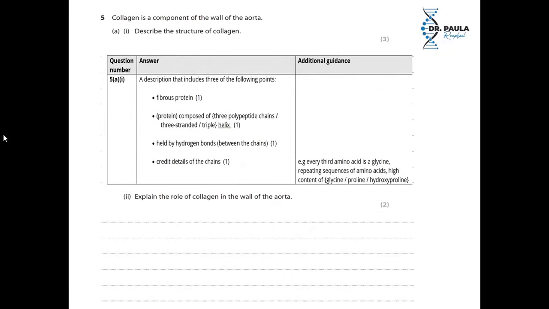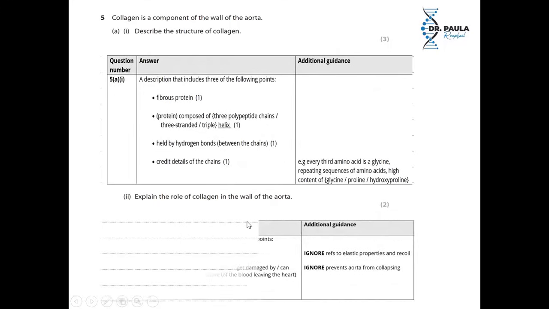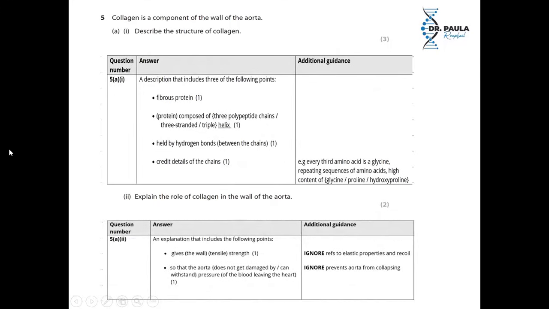Then part two: explain the role of collagen in the wall of the aorta. Here, they are specific about the function. Take care. They need the wall of the aorta. So you have to discuss the tensile strength of the wall of the aorta. You know the layers of the aorta. Not the elasticity of the wall. Take care, because the question is not about elasticity. For the collagen, we are talking about the tensile strength that the wall of the aorta will have due to the collagen. So it can withstand the high pressure and not get damaged by it.